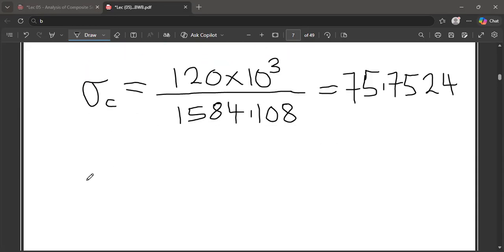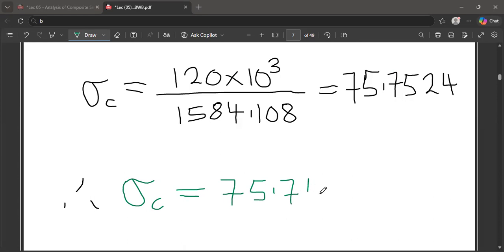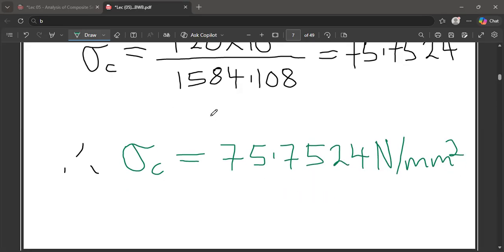So finally we are going to say that what? Therefore, let me denote this with a different color pen. The stress in the copper tube is going to be equal to 75.7524. Because it is stress, we have to add a unit: Newton per millimeter squared. Up to this point, I want to pick some few questions before we proceed.